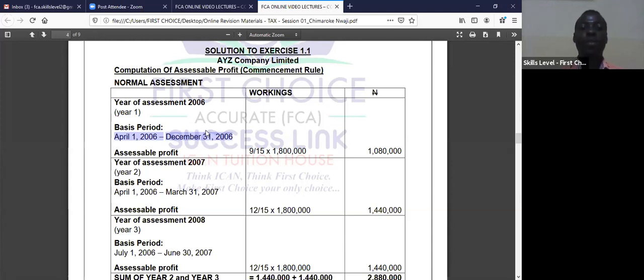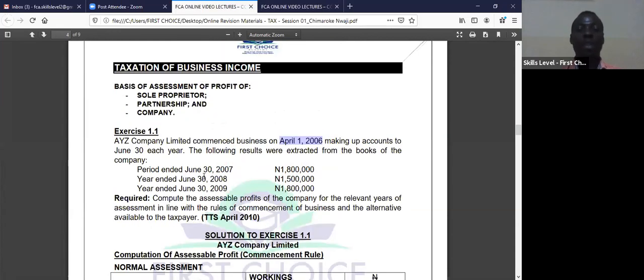So what do we do? If we count April, May, June, July, August, September, October, November, December, it is 9 months that we are looking at. This basis period collects 9 months. So we can find April 1 here, and we can still find December 31st of 2006 here. So it means we are taking 9 months out of these 15 months. So that's what we did here.